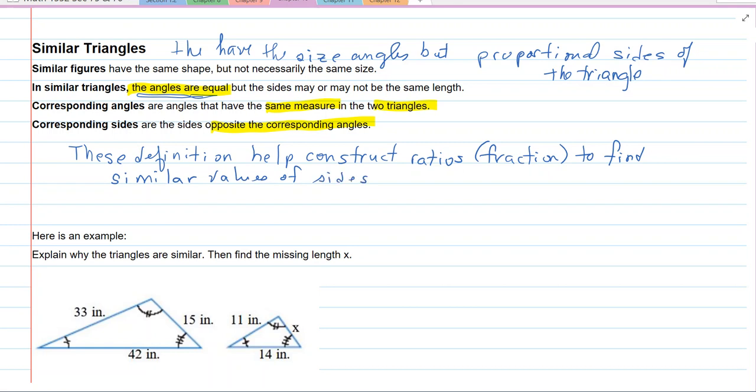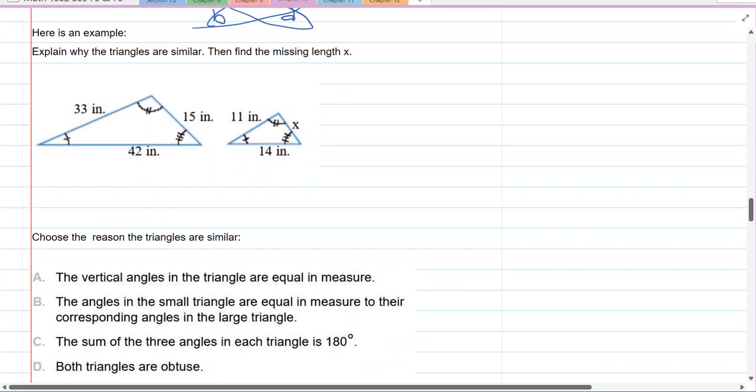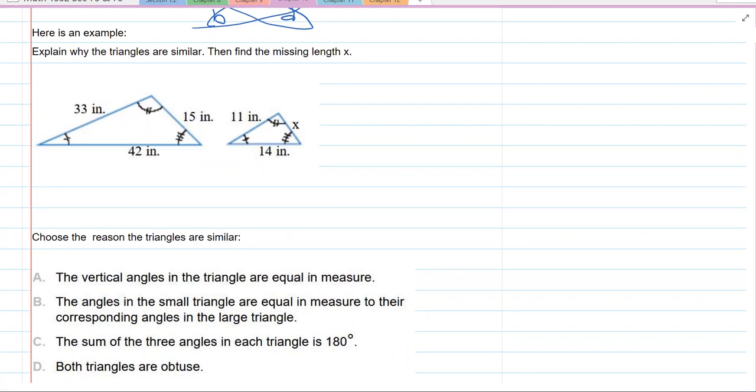All right, so a ratio is A is to B as C is to D. And we solve it by cross multiplication. We say that A times D is equal to B times C. And then we solve for the missing value. All right, so here we go. Explain why the triangles are similar and find the missing X.